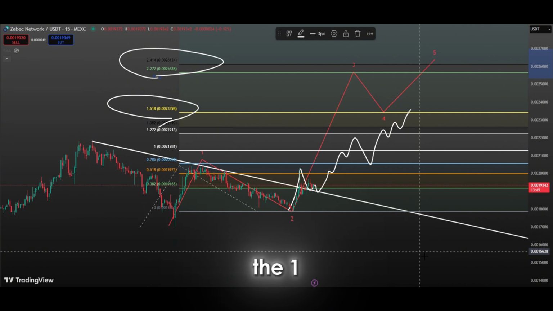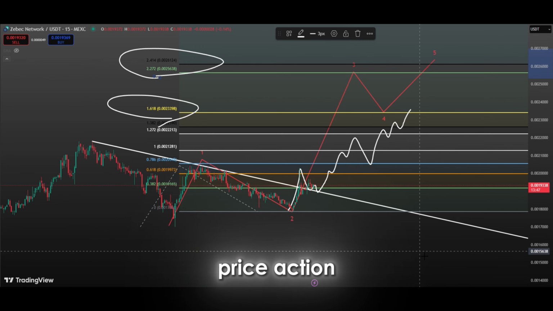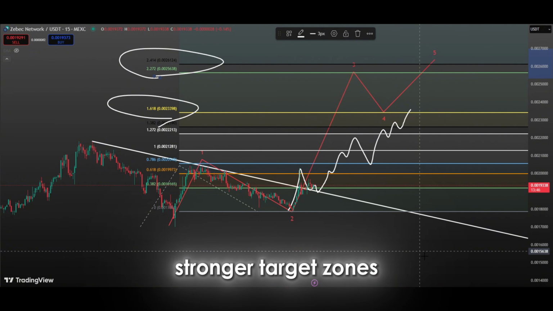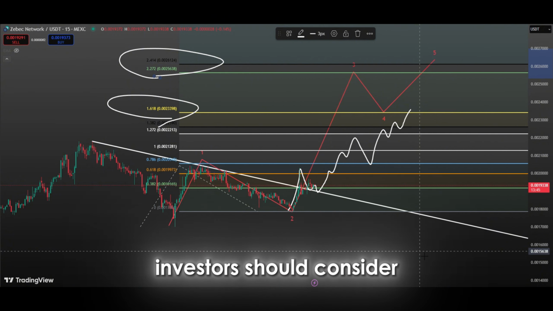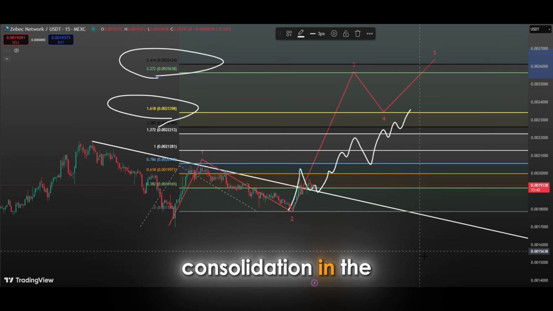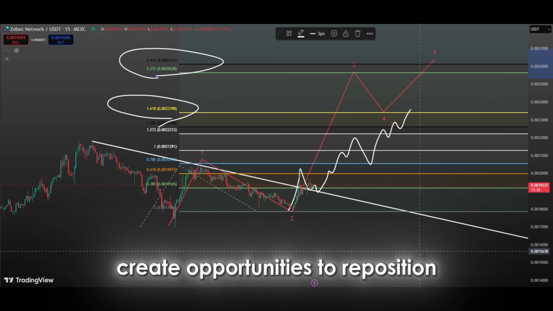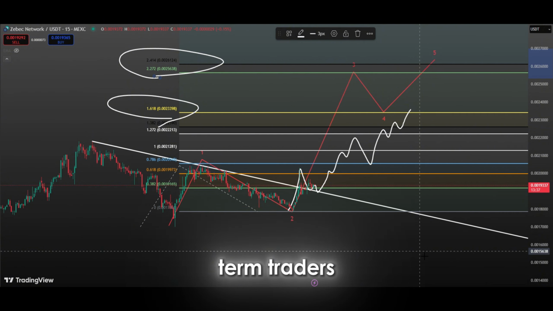In particular, if the 1.618 and 2.272 expansion levels coincide with past price action, these levels may stand out as stronger target zones. In this case, investors should consider profit realization at these levels. Another thing to watch out for is short-term consolidation in the middle of the third wave. This wave does not go up in a straight line, but continues its path with small pullbacks from time to time. These pullbacks can create opportunities to reposition, especially for short-term traders. However, it should be remembered that the main trend is up, and these minor corrections are, for the most part, natural parts of a healthy uptrend.